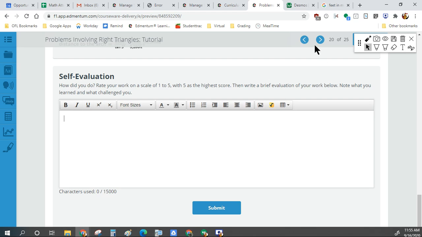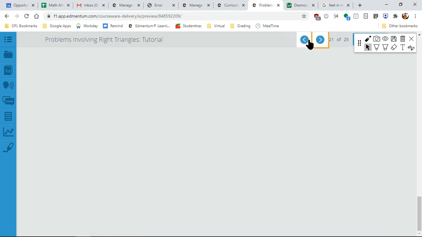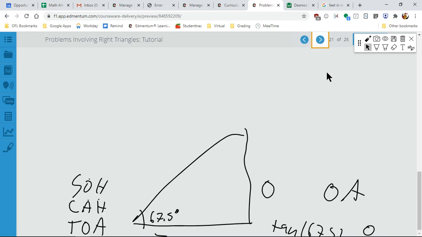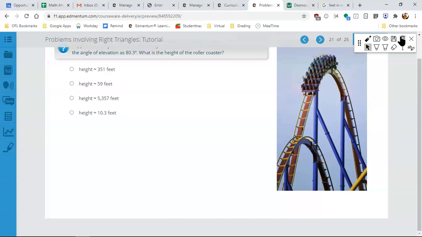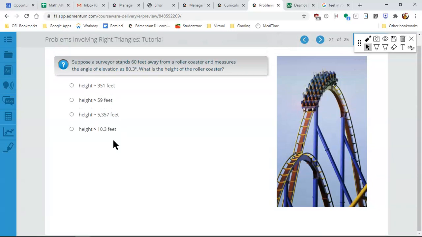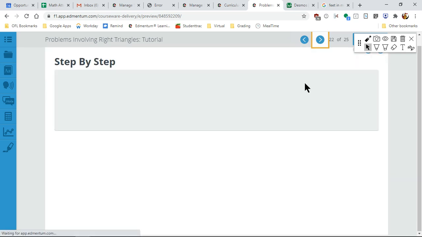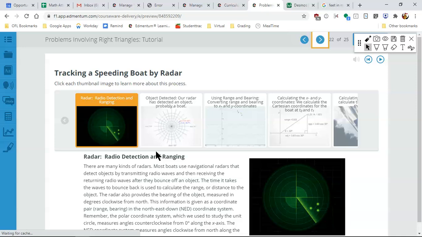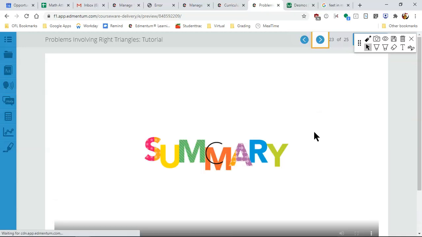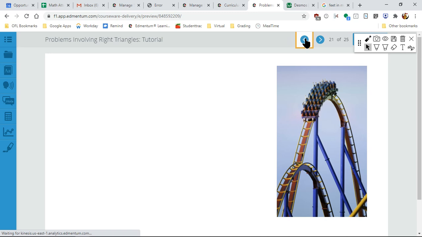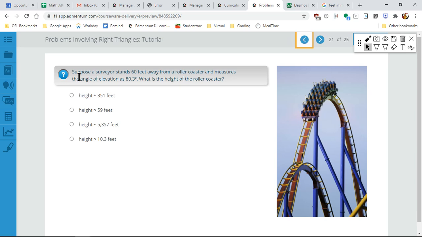Well, let me see. Are we almost done? I'm almost thinking that we could finish this module. I think we can finish the module. Oh my gosh, yes, we can finish this. All right, so this one.